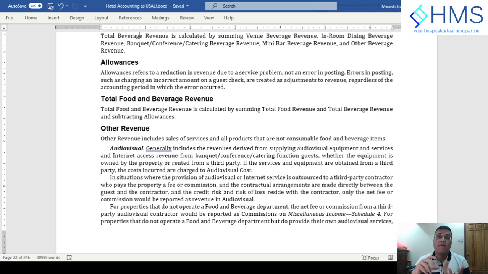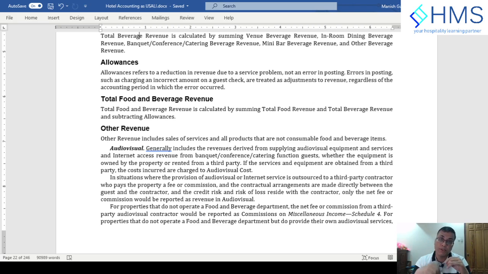Now you may give allowance because of promotion. So let's say you are running a promotion of buy one get one on pizza. So that is not an allowance, because that's not really a service recovery issue. Then the revenue will only go for two pizzas in the revenue itself, not going to allowance.